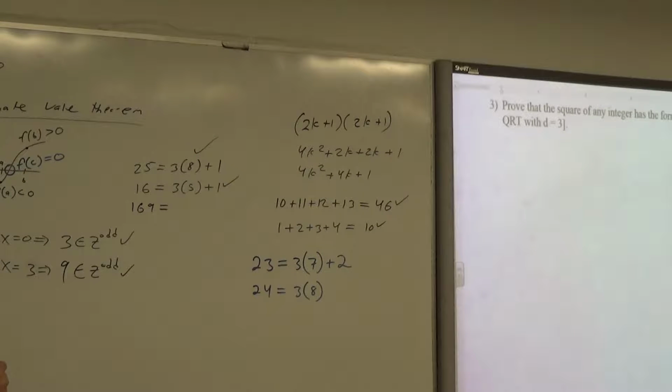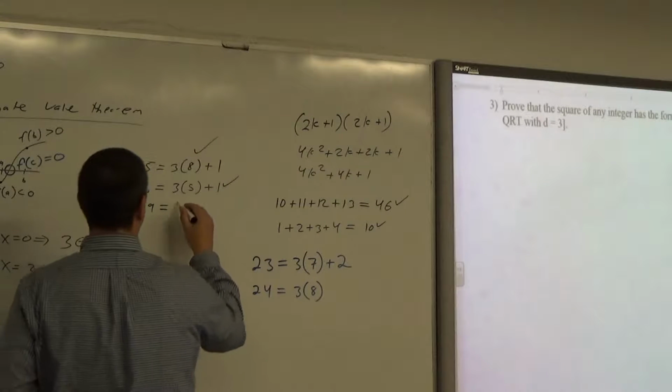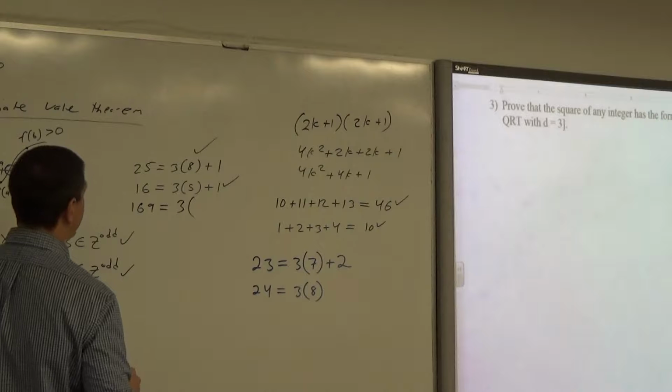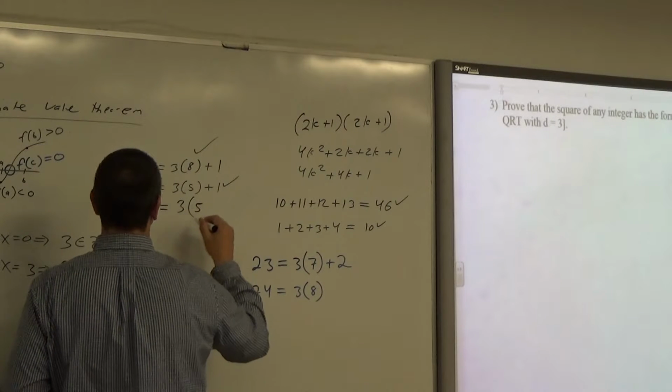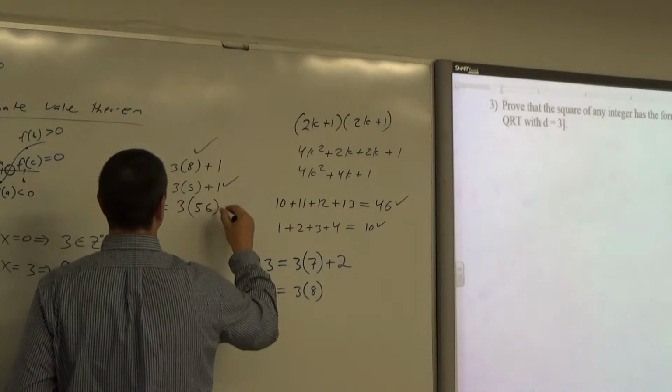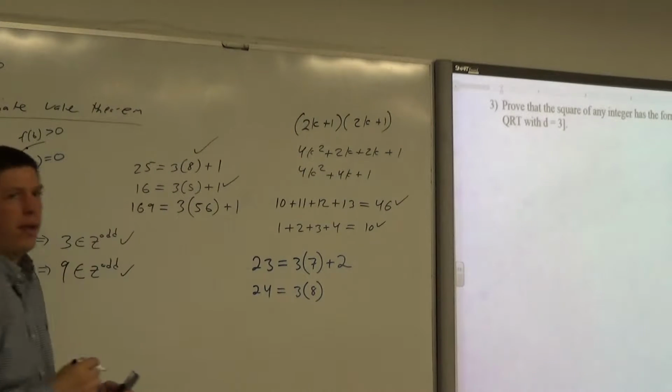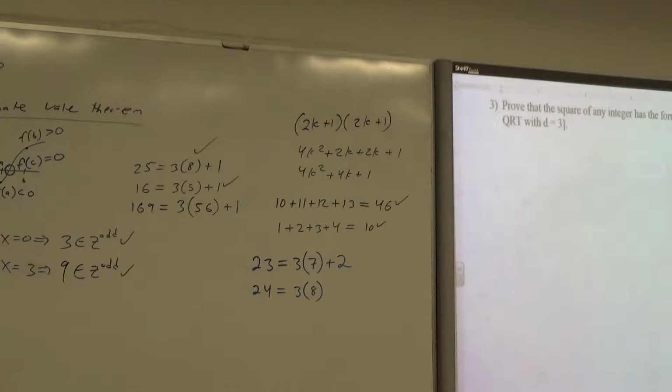That's a perfect square. That's 13 squared. So that's going to be 3 times, what do we have here? 56 plus 1. Okay, thanks. I was getting there. Guys, they all fit a perfect square form.